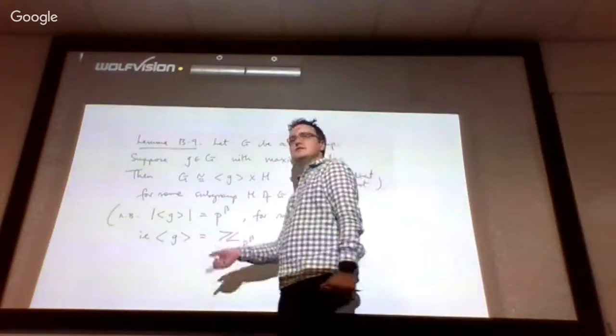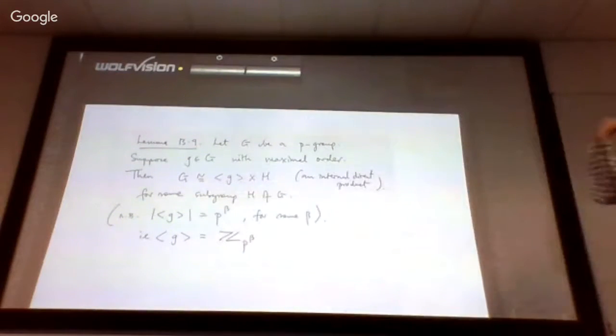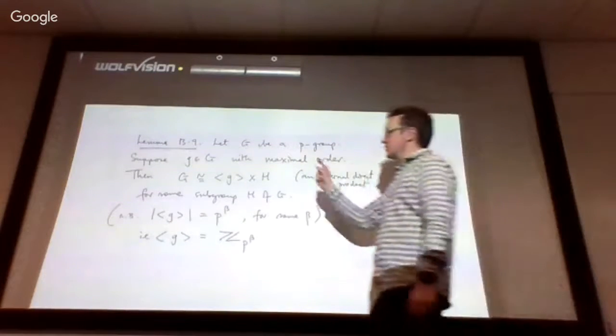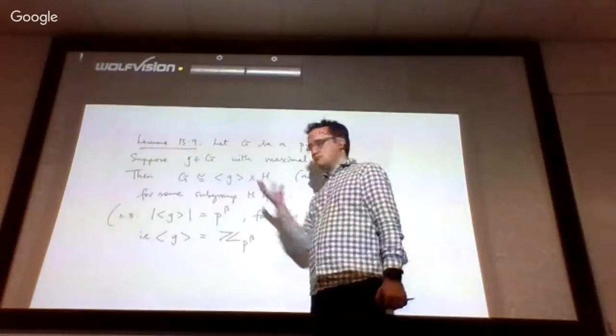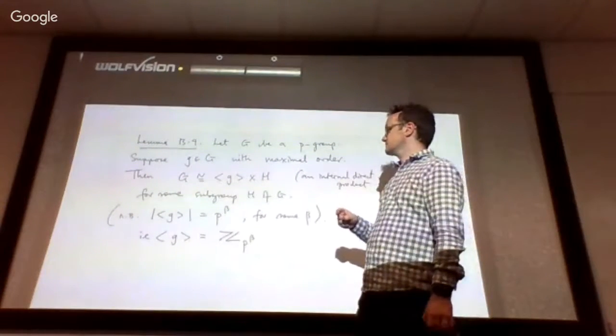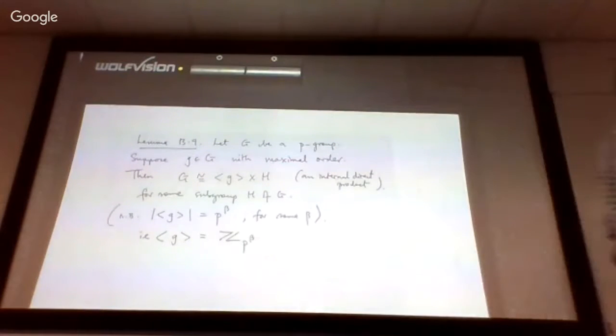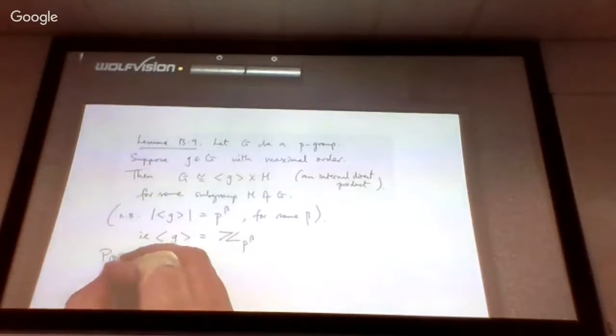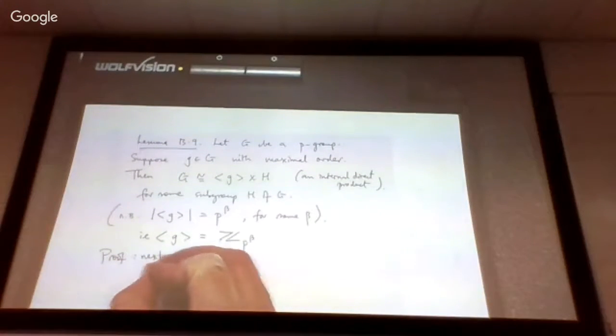So this is one of those factors that the fundamental theorem of finite abelian groups says that G is a direct product of. So this is where we generate this. This lemma is the one that actually sucks them out. It shows that they're there. So we'll do the proof next time, because I don't want to.